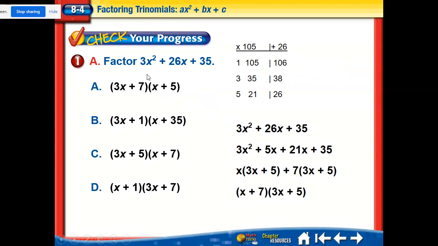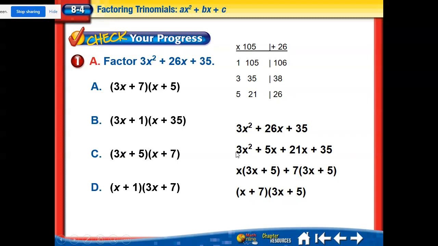All right, what about another one? 3 and 35 is 105, and we have to add up to be 26. So 1 and 105, 2 doesn't go, 3 and 35, 4 doesn't go, 5 and 21. All right, there it is. So now I write the original one, and then I split it. 5x and 21. Just with those numbers there.